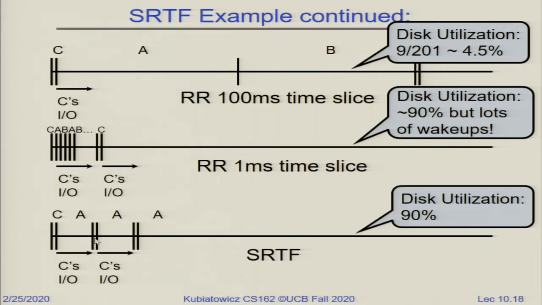By the way, this is 90% disk utilization, and A is going to get to run with its best cache state and pipeline state that it can, given that we have to run C every now and then. Okay, questions? Yes?